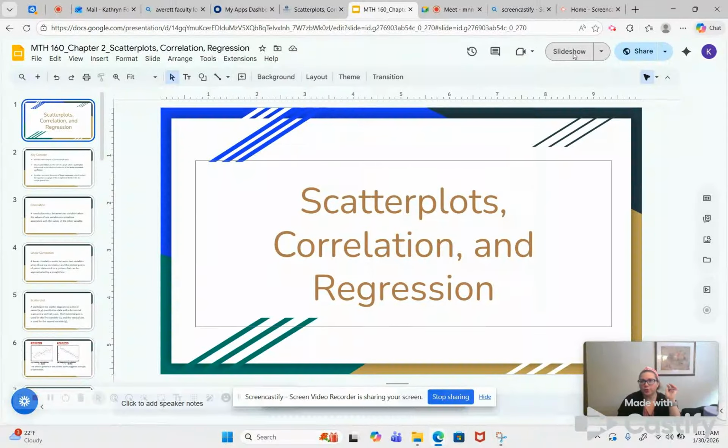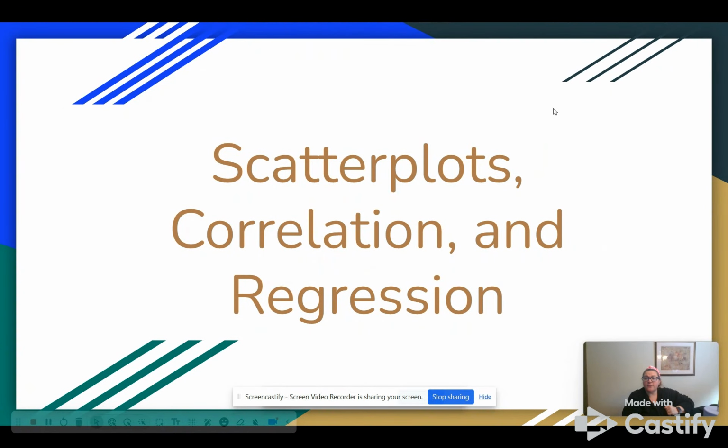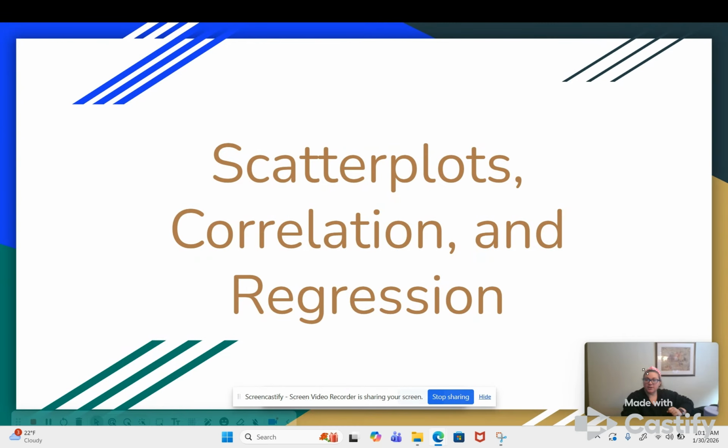All right, so we're going to go ahead and get started. We are finishing up chapter 2. So if you have not read chapter 2, definitely work on that because we're looking at reviewing Monday and testing on Wednesday. So, scatter plots, correlation, and regression.